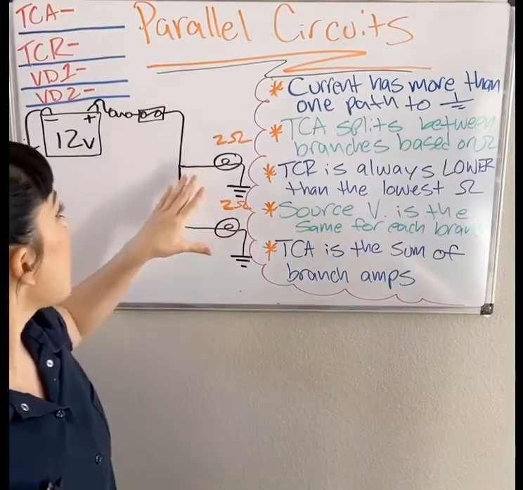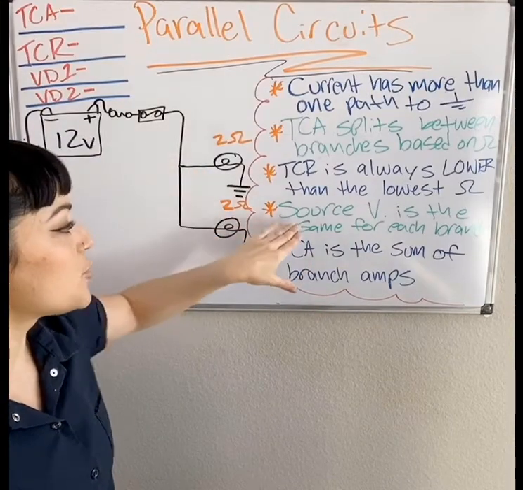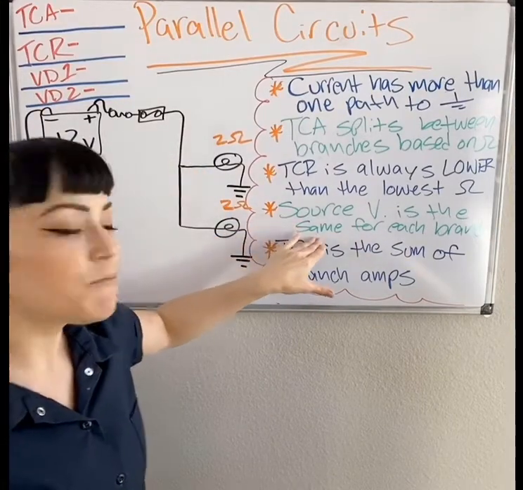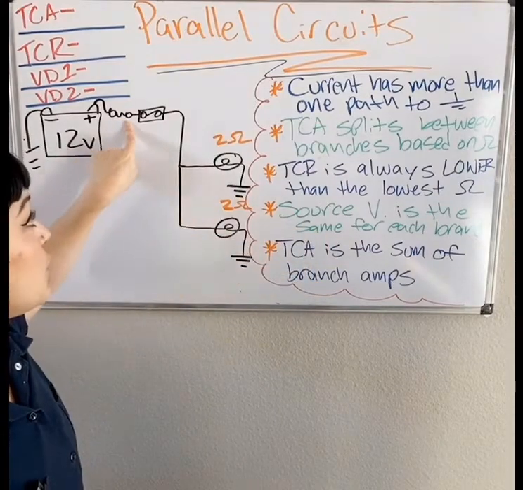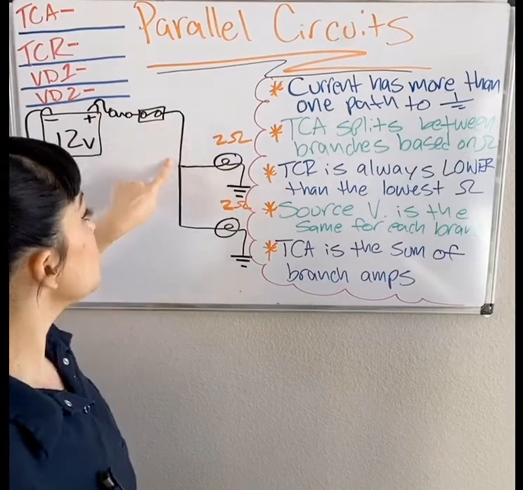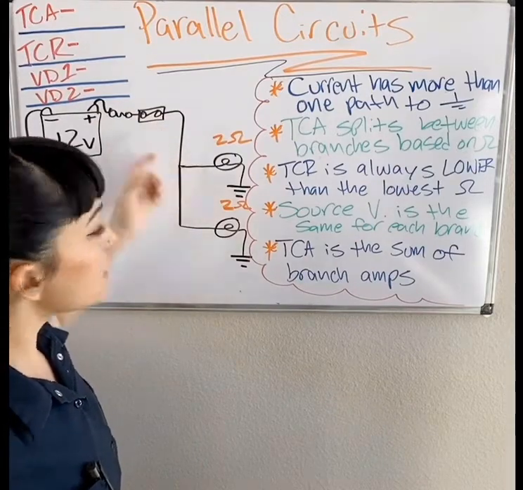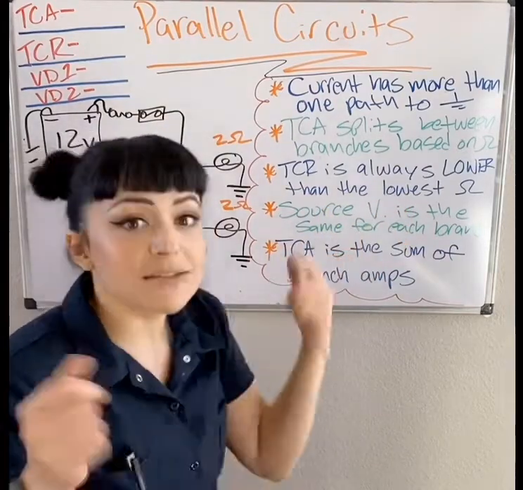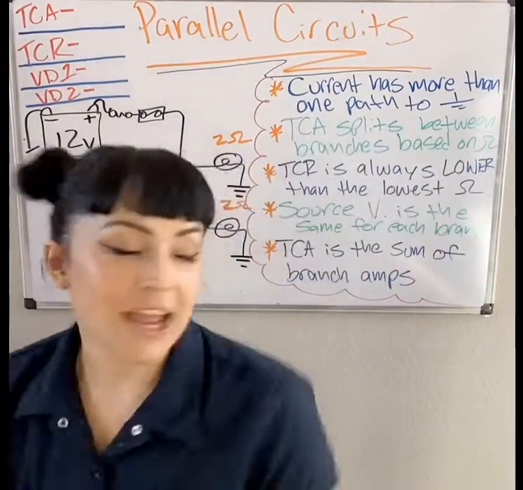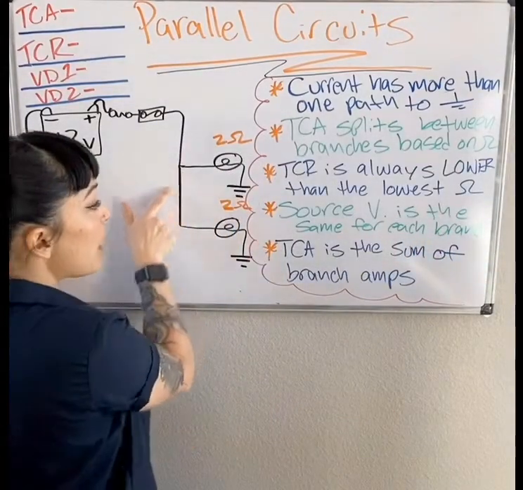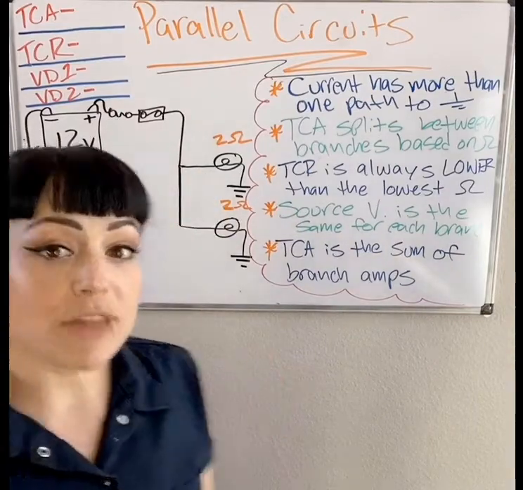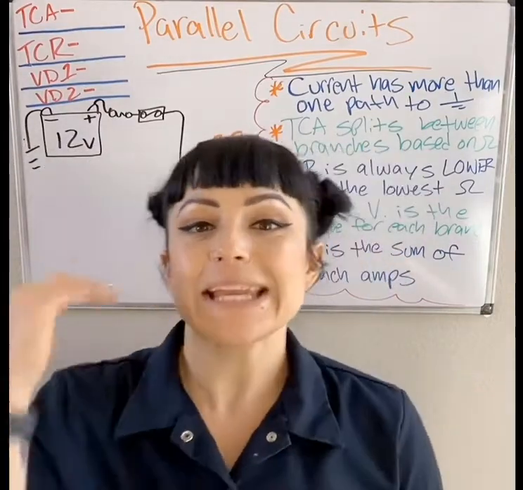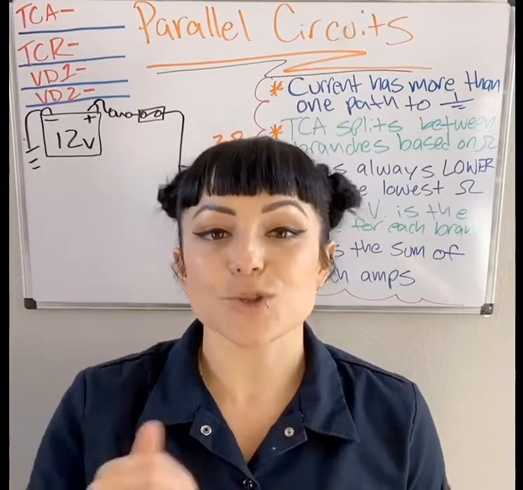So cool part about parallel circuits is that source voltage is the same for each branch. So we've got source voltage coming out. We know a fuse and a switch is not using up any voltage. So it goes down here. It doesn't split up. It doesn't say, all right, 6 volts here, 6 volts there, right? No, we have 12 volts going into this bulb and 12 volts going into that bulb. So in a parallel circuit, each branch gets source voltage.